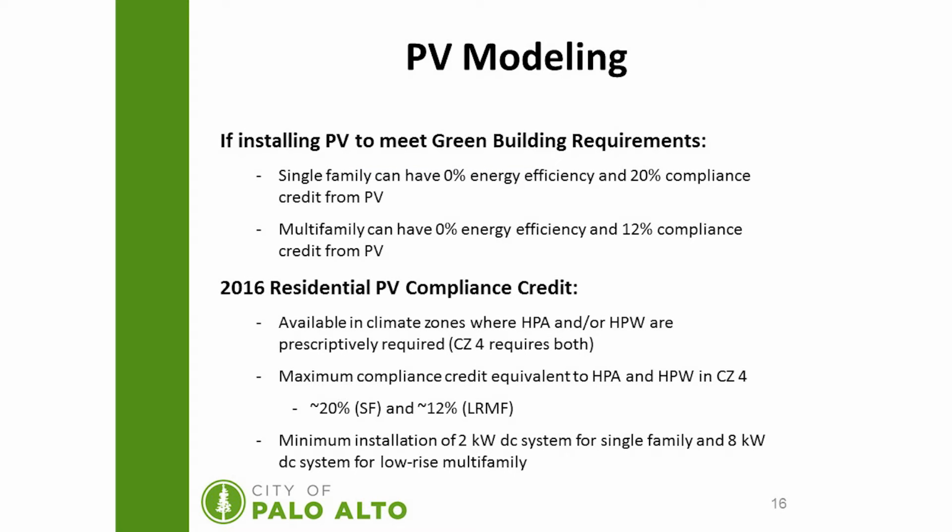Lastly, the second way to comply with Palo Alto's ordinance is to install PV. Effectively, an applicant could install none of these measures and implement PV in their project and show a 20% compliance credit for single family and a 12% compliance credit for multifamily. Let's see what this looks like in the model.